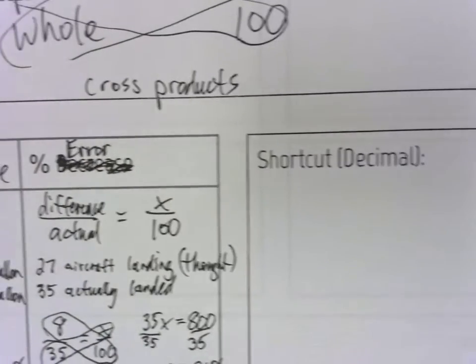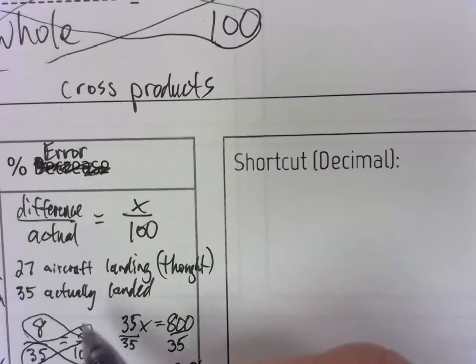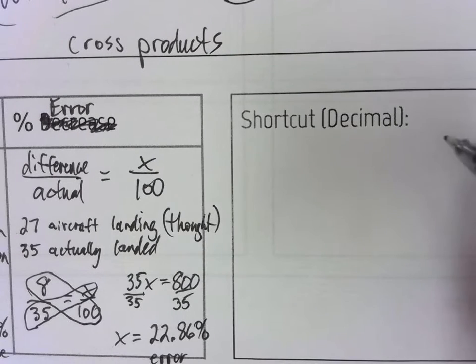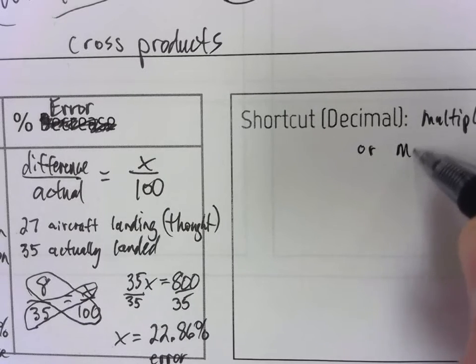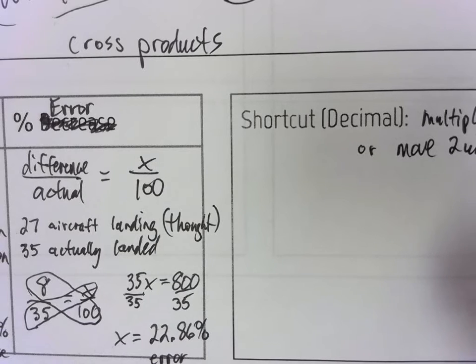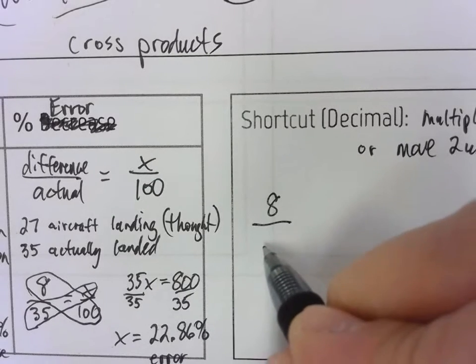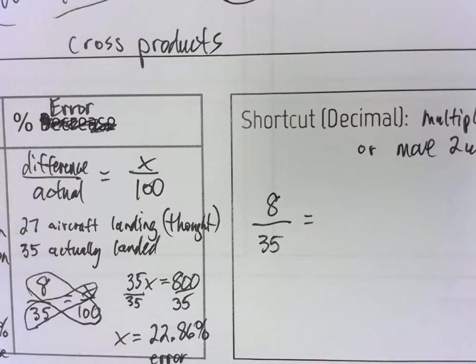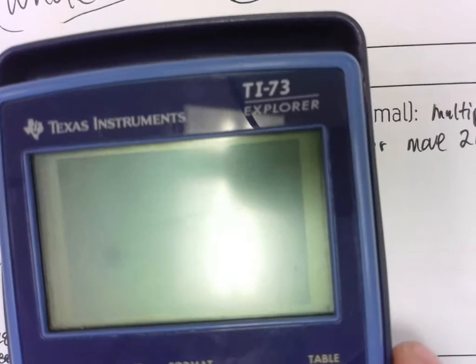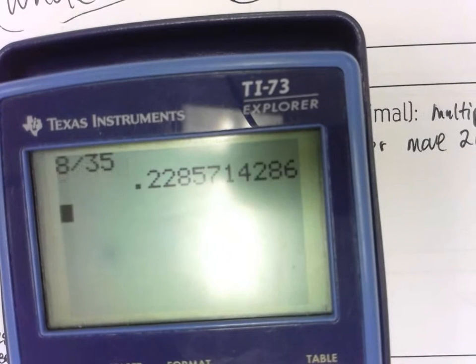Now, over here, there is a shortcut. I'm just going to use one of these as a shortcut. So if you want to change it to a decimal, you can do one of two things. You can multiply the decimal by 100, or you can just move it over 2 units to the right. So let's say again, we've got 8 is my difference. 35 was my actual. If you want to, you can just do that. That's a division problem, of course. That would be 8 divided by 35.